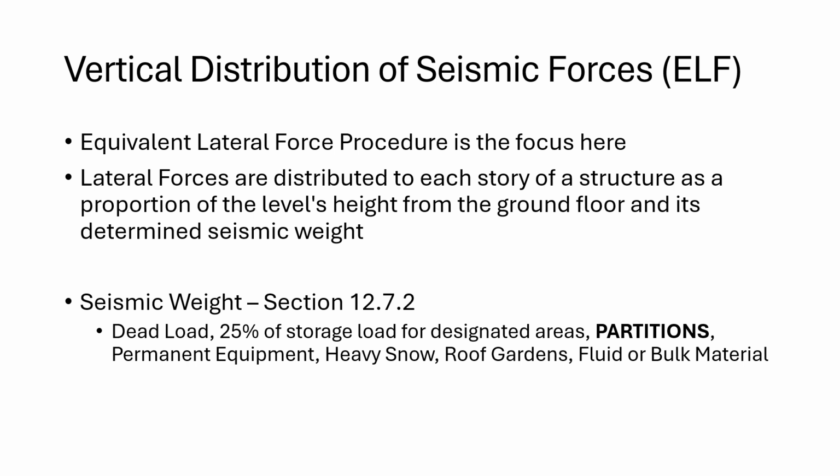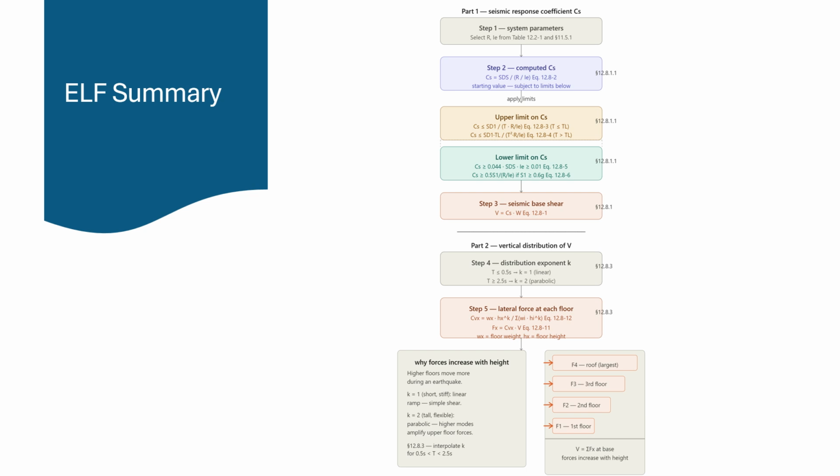Heavy snow, this is 45 pounds per square foot on what's considered to be a flat roof. If you are snowing and you have an earthquake, that is interesting, and yeah, you need to design for that. Because if you don't, that's not good. Roof gardens, fluid or bulk material storage, this can kind of go to industrial use case as well.